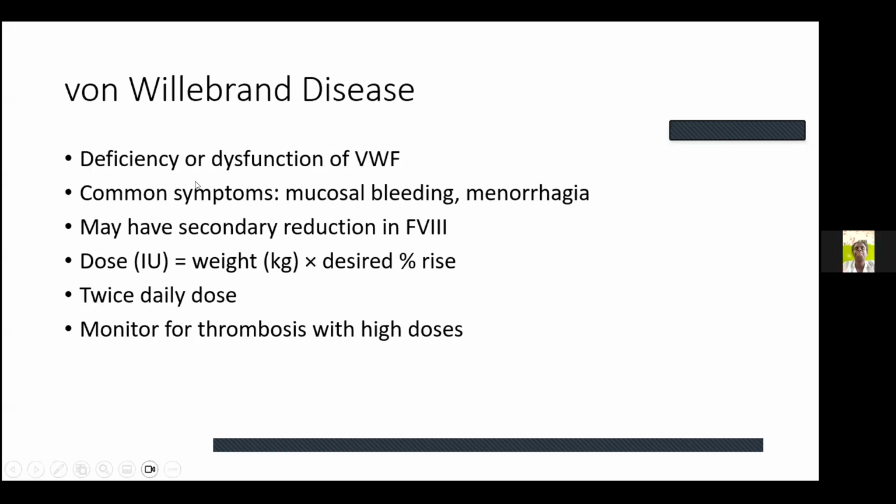Next, we'll see about von Willebrand disease, deficiency or dysfunction of von Willebrand factor. Common symptoms: mucosal bleeding and menorrhagia, may have secondary reduction in factor VIII.